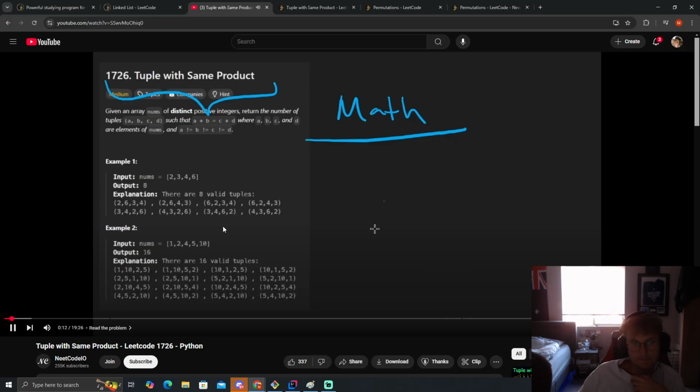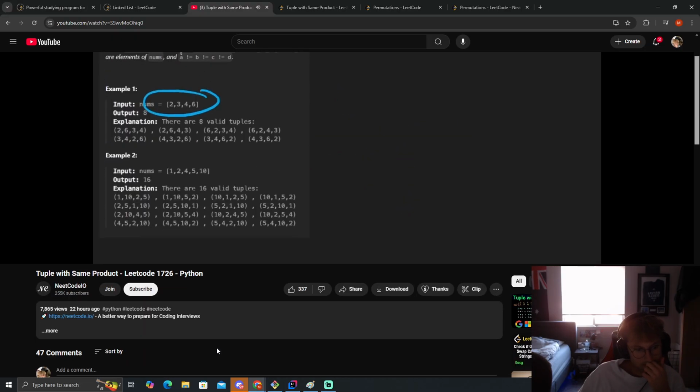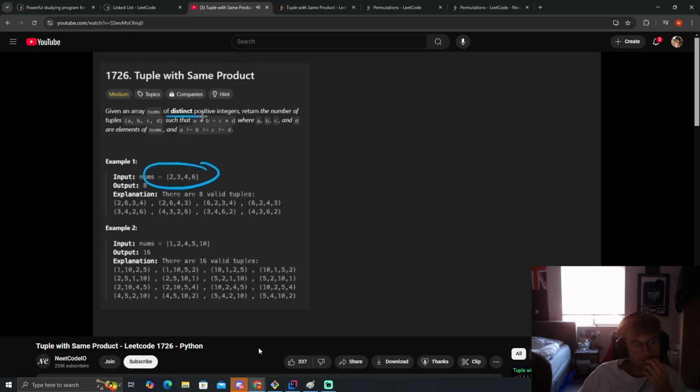Now don't worry, when I say math, I don't mean a bunch of formulas that you're going to have to memorize or anything like that. It's going to involve some mathematical thinking, so let me walk you through that right now. The idea is we're given an array of distinct positive integers. The fact that they're distinct is pretty convenient for us.